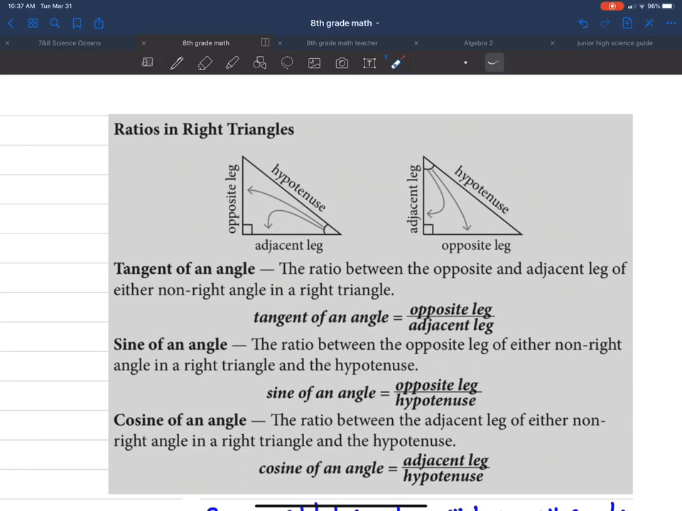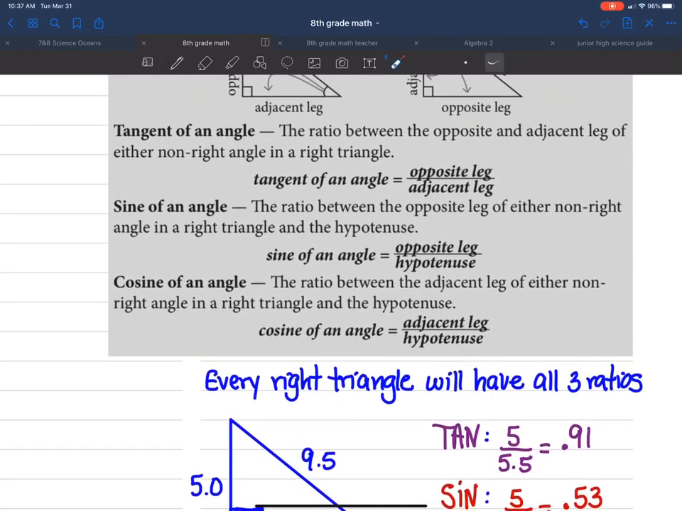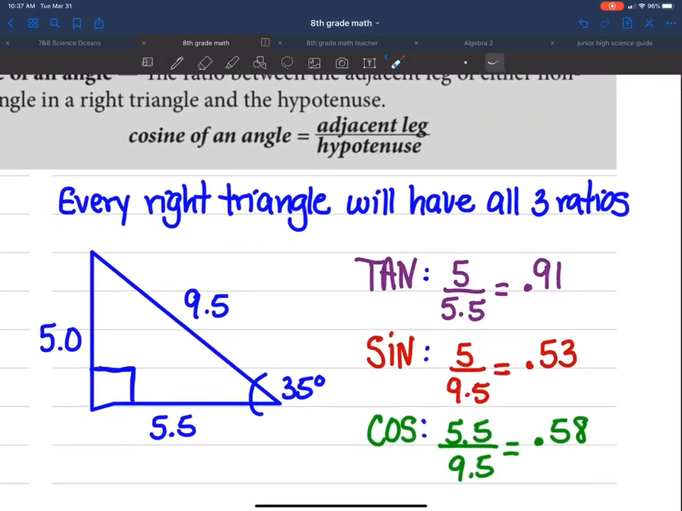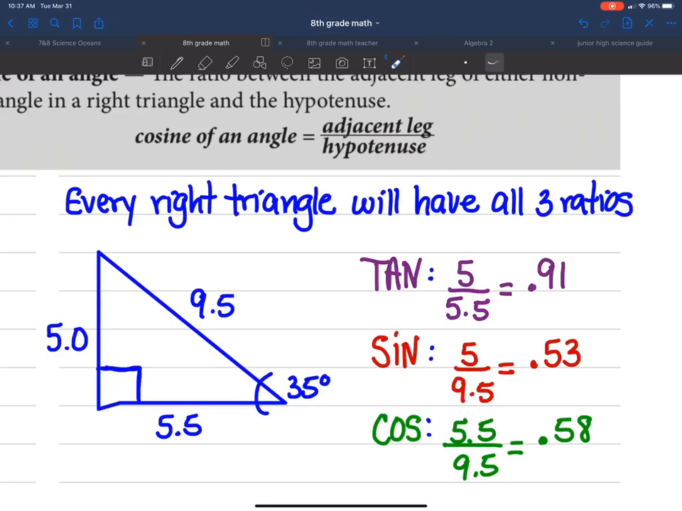All right, so just make sure you copy. Tan equals this. The sine equals that. And the cosine equals this right here. And those are the three ratios found in every right triangle, okay? So every right triangle will have all three ratios.